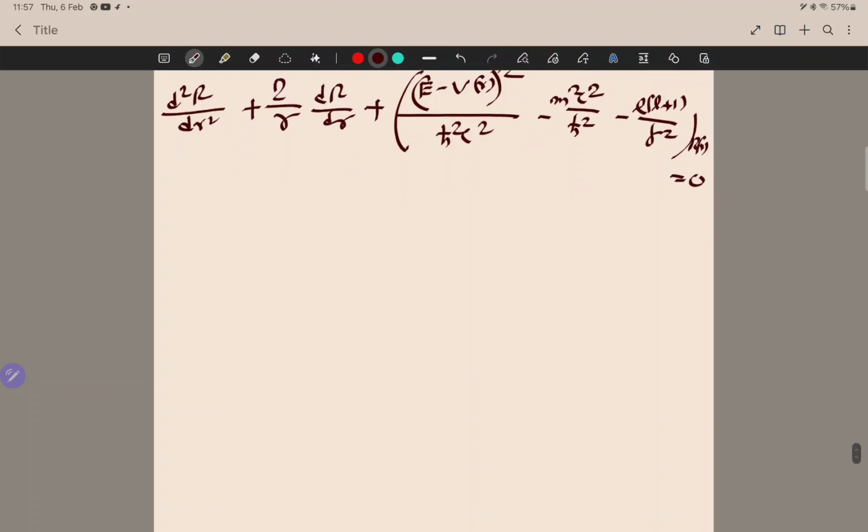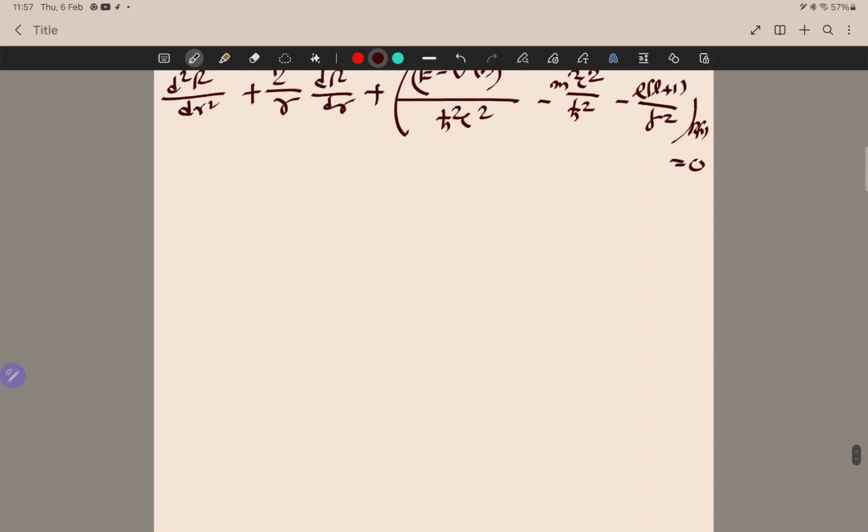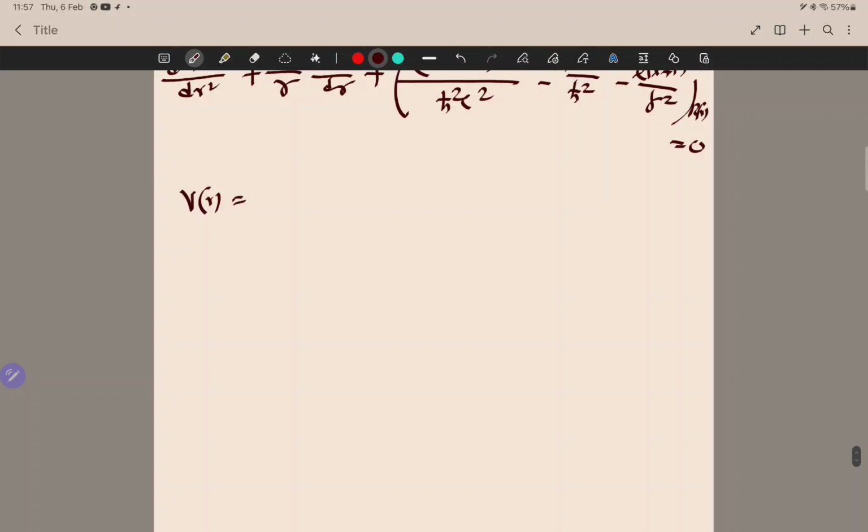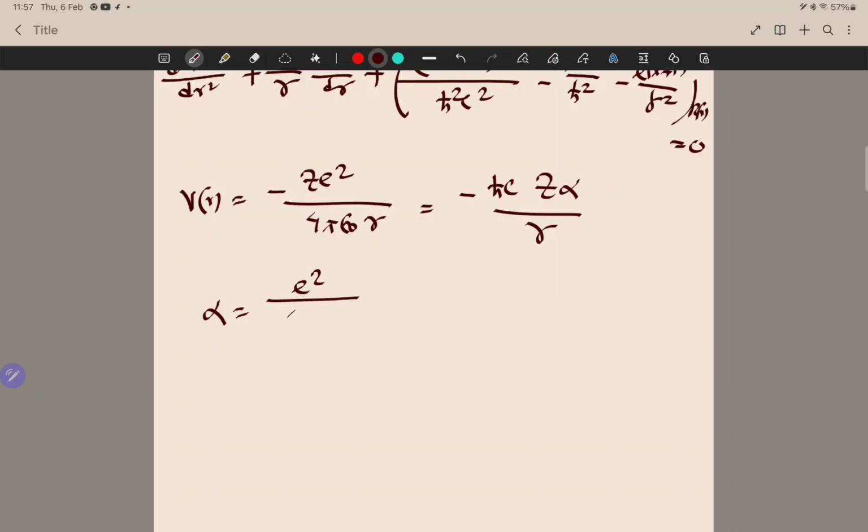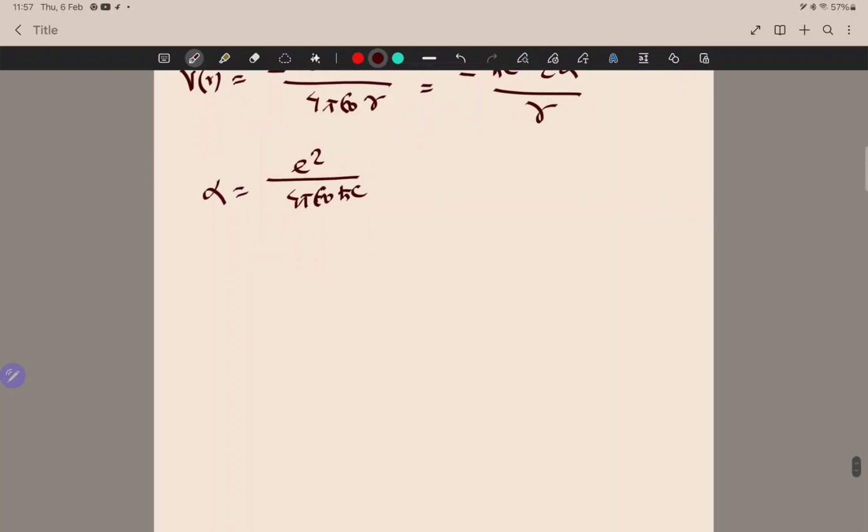So we choose V of r to be the Coulomb potential for a hydrogen-like atom. So V of r equal to minus Z e² over 4π ε0 r equal to minus ħ c Z α divided by r, where α is e² divided by 4π ε0 ħ c, the fine structure constant, which is 1 by 137.